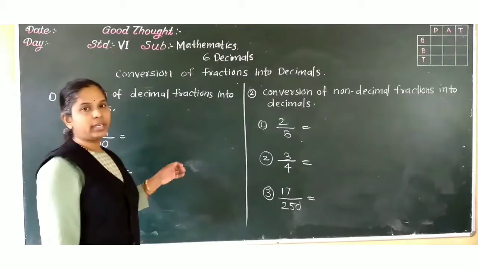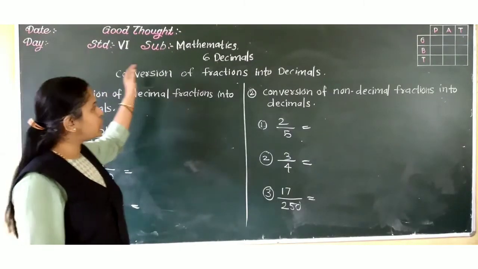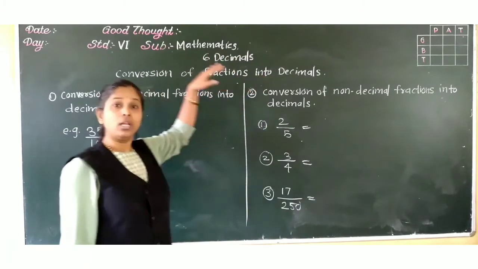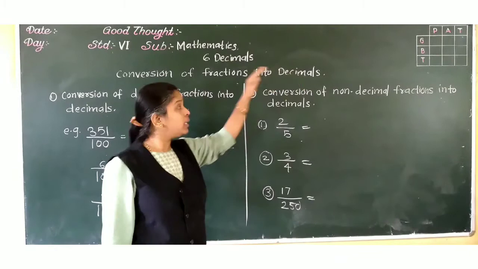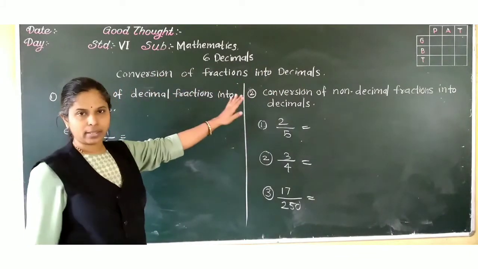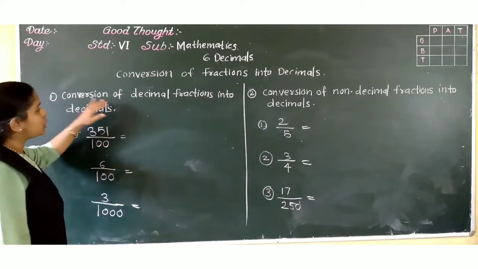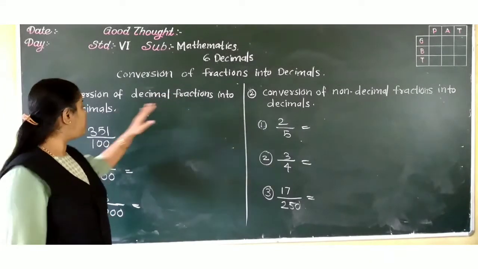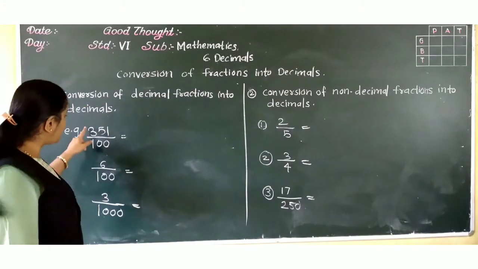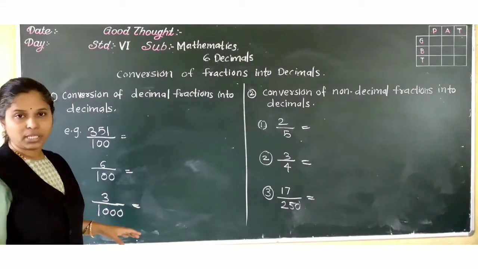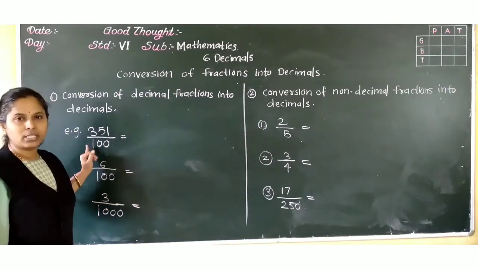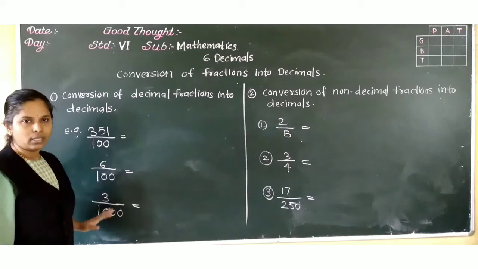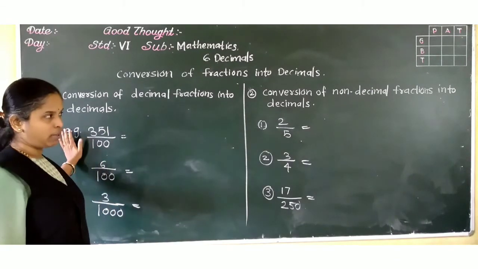Okay. In the first part we have seen conversion of decimals into fractions. Now we will see conversion of fractions into decimals. Okay. In this also again two parts are there. First one, conversion of decimal fractions into decimals. See, this is a decimal fraction.